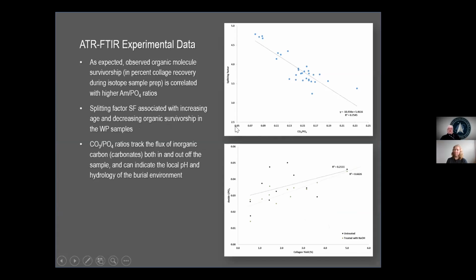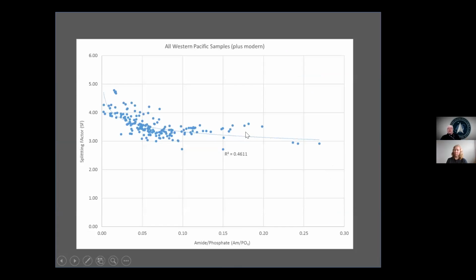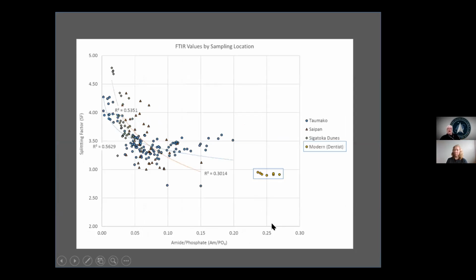So what we see in our experimental data is that as these materials become more altered, we see a reduction in the so-called amide to phosphate ratio. So this is really the collagen to the most resistant part of the tooth, which is the phosphate molecule. And we can compare that to this thing called the splitting factor. And we can see that through time, you'll see a distribution of effects that take place on a tooth. And so this is all the samples put together here.